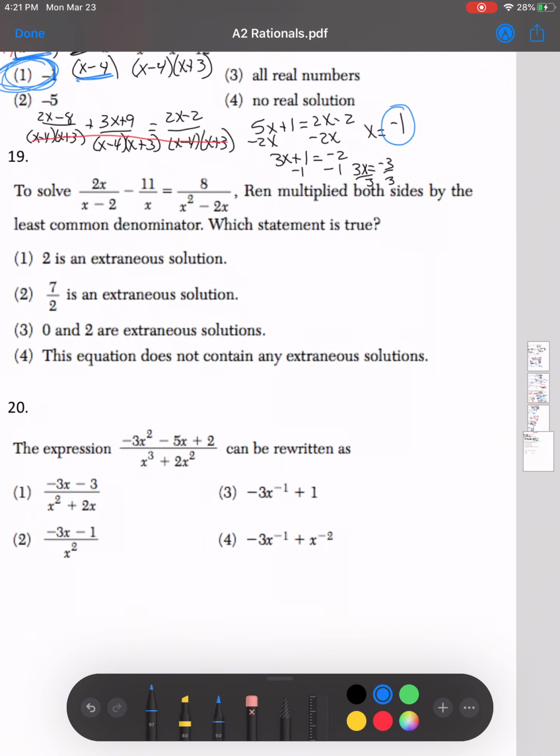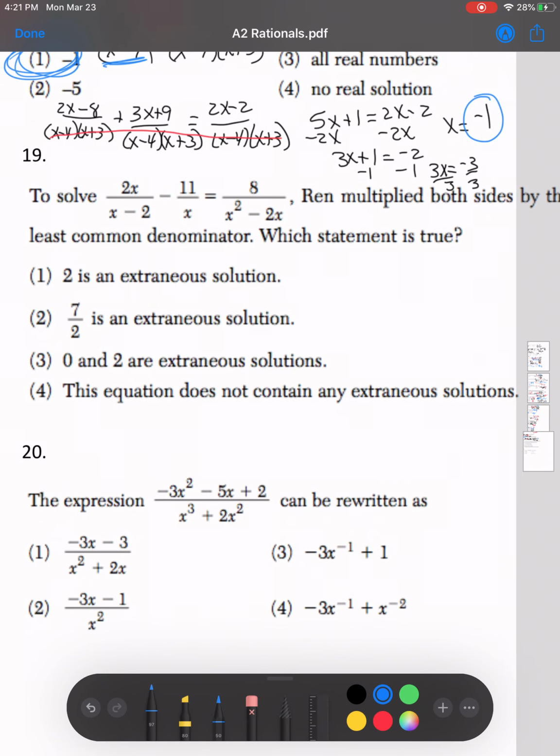All right, 19, another solving equation. So I hate subtraction, so do you. Factor denominators means wrap that in parentheses, pull out a GCF. Common denominator is the x with the x minus 2. Multiply the first fraction by x over x, the second one by x minus 2. Last fraction stays the same.